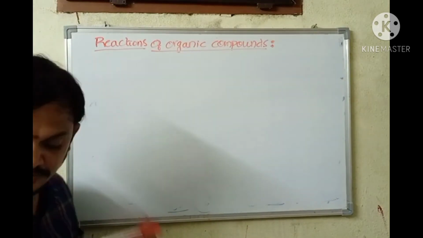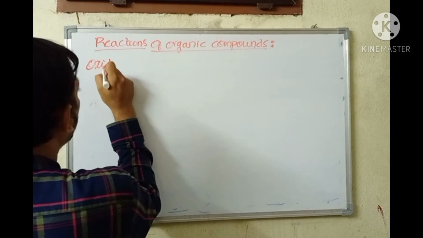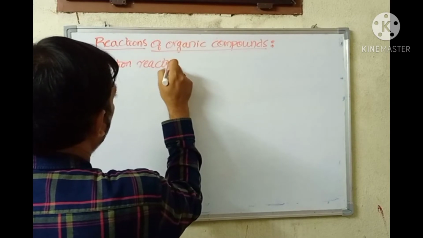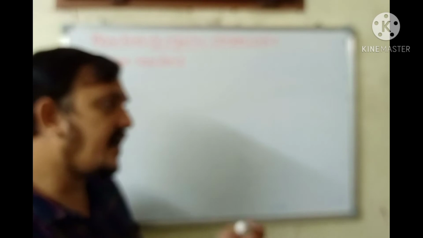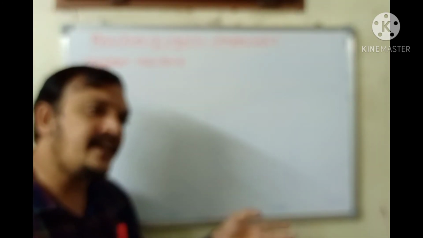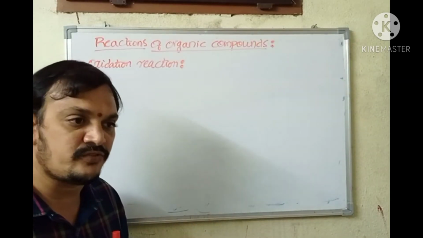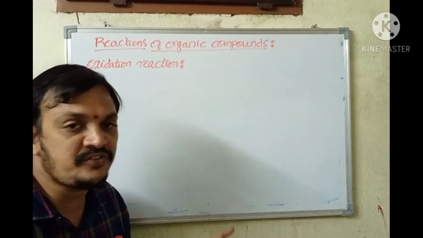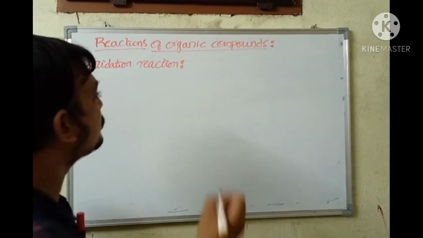Next reaction is the oxidation reaction. Oxidation reaction can be defined as a chemical reaction in which oxygen is added to a substance or hydrogen is removed from a substance. A reaction in which oxygen is added to a substance or hydrogen is removed from a substance is referred to as an oxidation reaction.